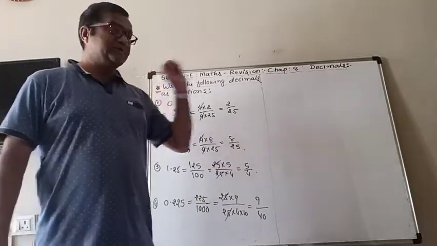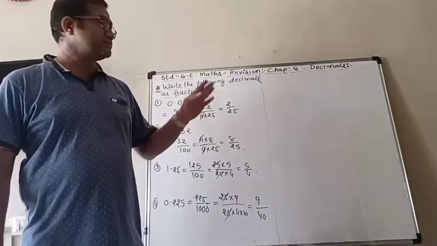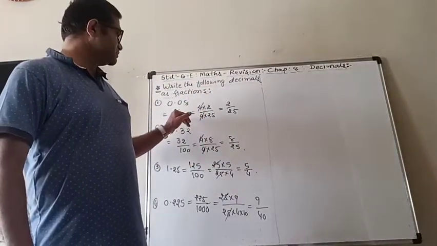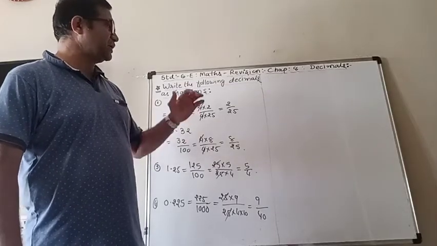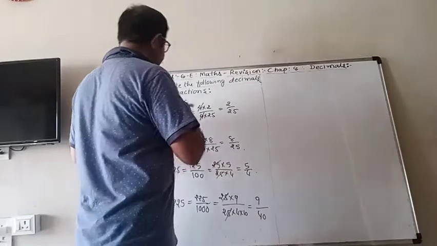So as I told you, you have to check how many decimal places there are, and according to that you take out the decimal point from the number, and in the denominator we have to put 10, 100 or 1000 according to the number of decimal places.